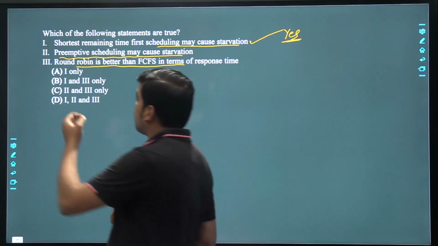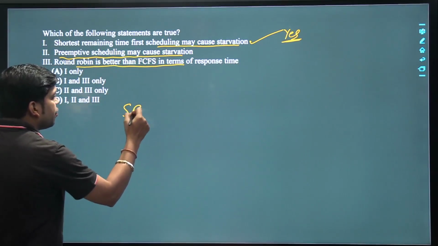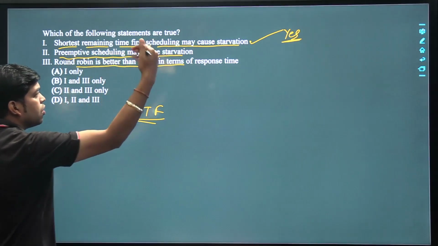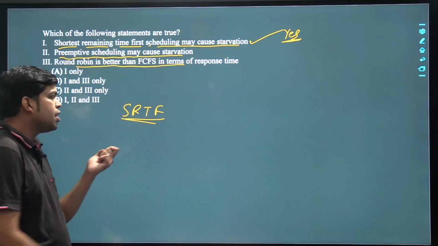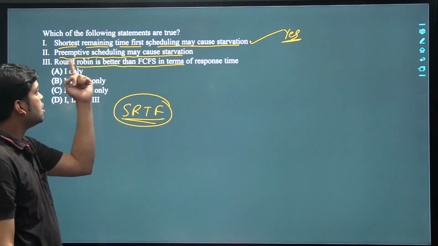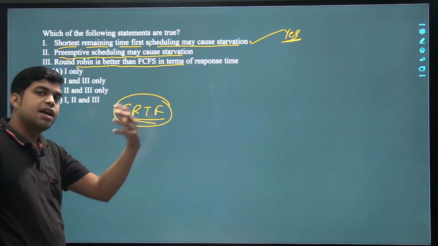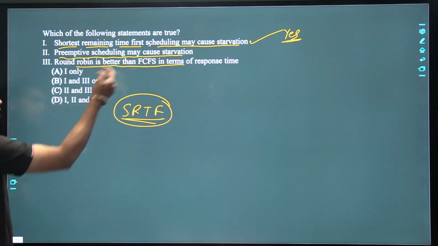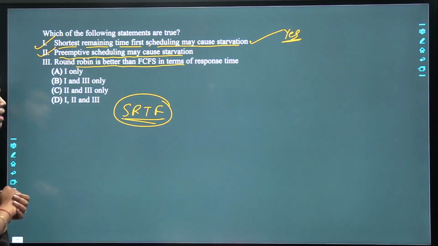So just understand the point. If we say that SRTF, the shortest remaining time first scheduling algorithm, causes starvation, then definitely SRTF is a part of preemptive nature, a type of preemptive scheduling. So if SRTF causes starvation, then definitely preemptive techniques may cause starvation. That is also correct. So first and second are correct.